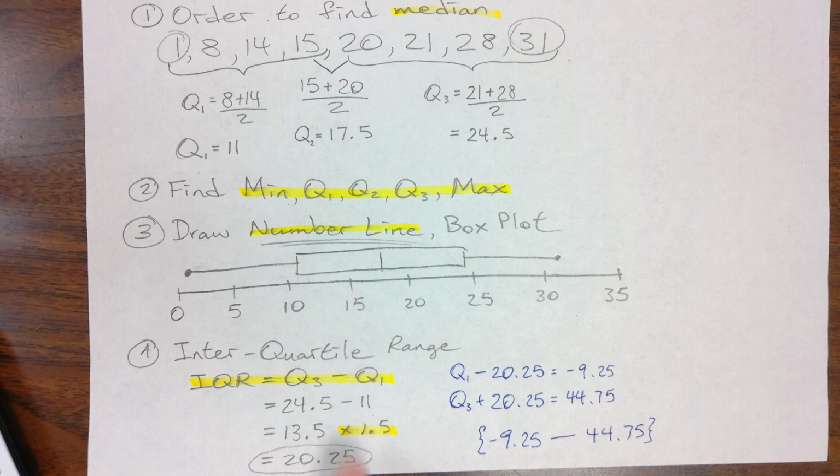You always multiply by 1.5. It's standard. So 1.5 times the range is considered normal.